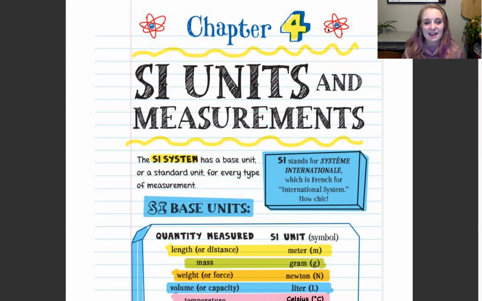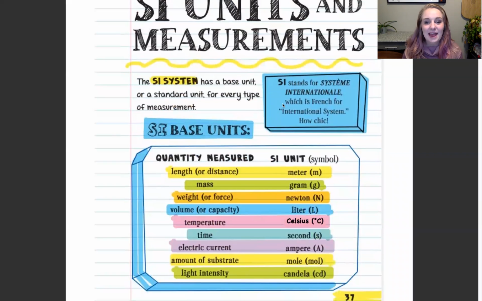So, SI units and measurements. The SI system has a base unit, or a standard unit, for every type of measurement. SI stands for Système Internationale, which is French for International System. The SI units started in France in like the 1600s, and in the late 1700s, after the French Revolution, they all had different kinds of ways of measuring stuff. So the French Revolution kind of got them all to start using the same ways to measure things. And that has since branched out to the rest of Europe and to the rest of the world.